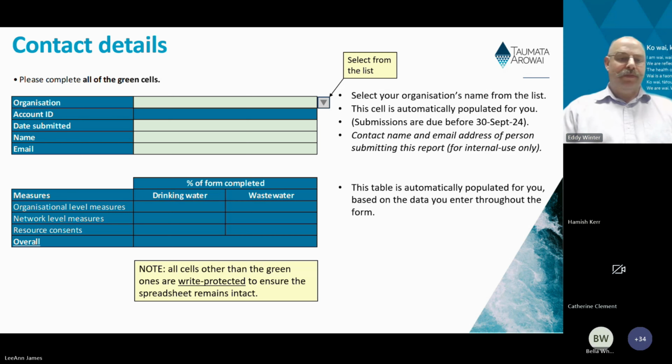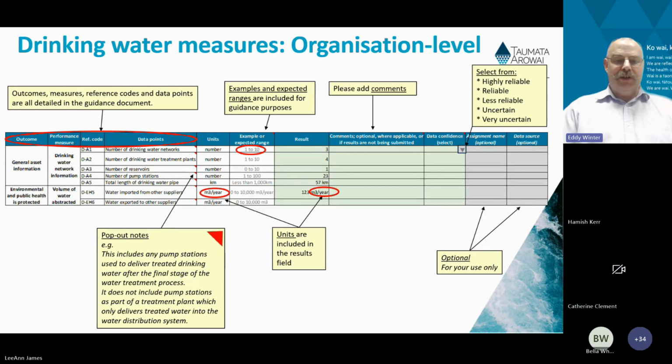As you go through, it'll self-populate to just give you an idea of the percentage of the form which you've completed. So if we look at the next page there, which is the organizations level, there's lots of information on there, so I'll just break it down. The first few columns are looking exactly the same as the measures guide, which talks about what are the outcomes, the measures, the reference code. So when you search for something, you can find the reference code and what's the actual thing we're measuring. So that is just a copy and paste straight from the guide.